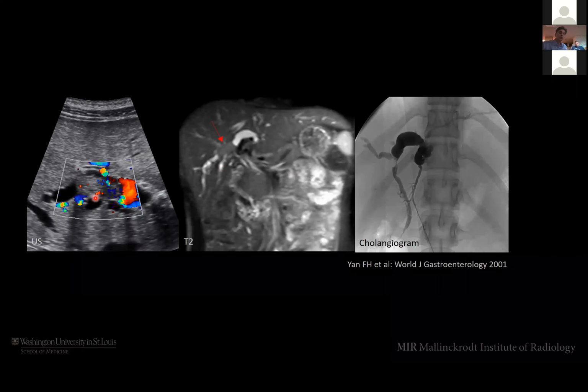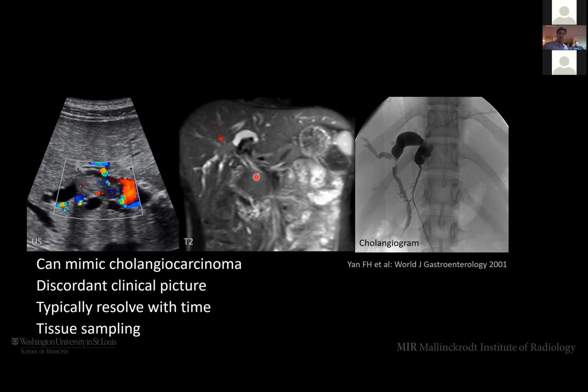An ultrasound image showing you the hypoechoic area in the region of the porta hepatis. There is intrahepatic biliary ductal dilatation. And for all practical purposes, if somebody shows this to me again tomorrow, I'll say that I'm most likely dealing with a cholangiocarcinoma. This is not a cholangiocarcinoma. This turns out to be an inflammatory pseudotumor that can mimic cholangiocarcinoma.